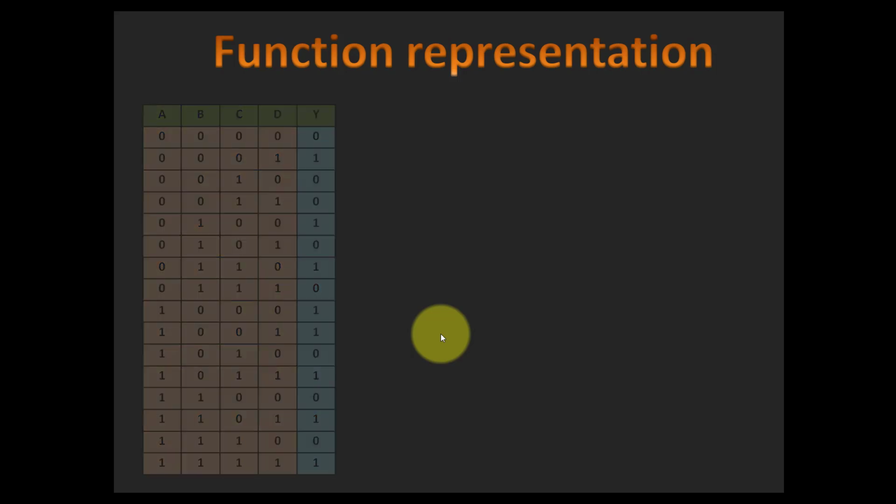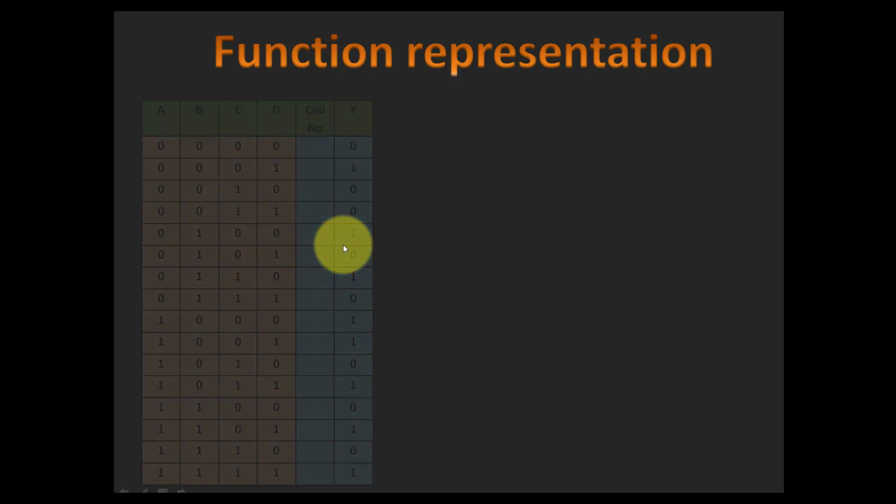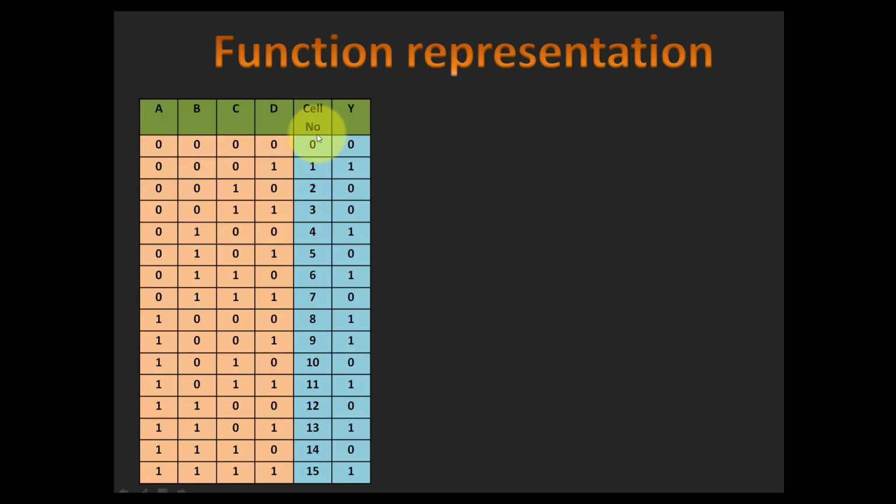So how do we write? The first thing we do is insert the cell numbers. As you can see, I have inserted one column as cell numbers. So I start from 0, 1, 2, 3 up to 15. So the input 0, 0, 0, 0 represents 0. Of course, you can even say that this is the decimal of all zeros. Then 0, 0, 0, 1 is 1, 0, 0, 1, 0 is 2, 0, 0, 1, 1 is 3. So instead of writing this, we write it in decimal form.